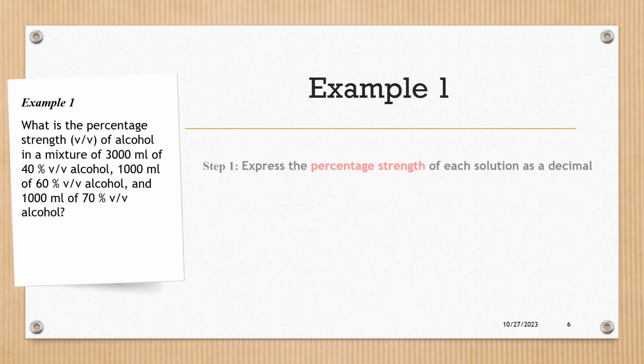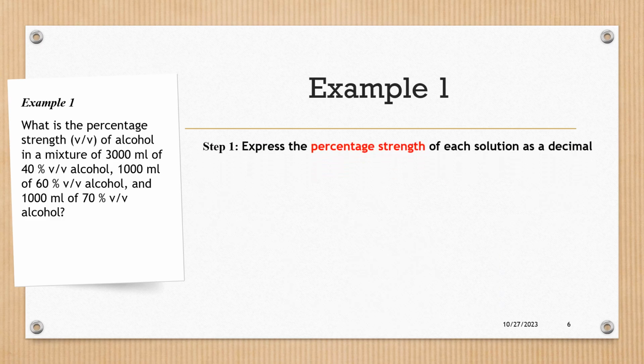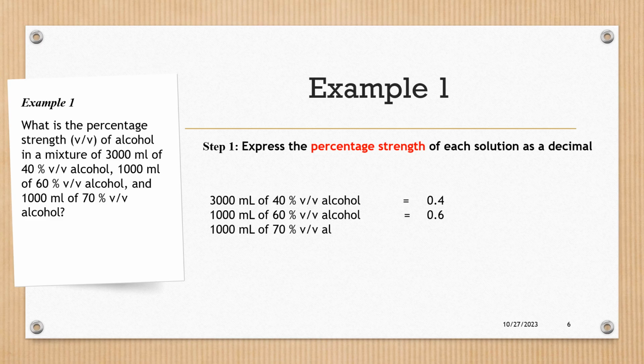For the first step, we're going to be expressing the percentage strength of each of the solutions in the mixture as a decimal. So this is what you're going to be ending up with. Firstly, your 40% alcohol concentration, when converted to a decimal, is equal to 0.4, and so on and so forth for your 60 and 70%.